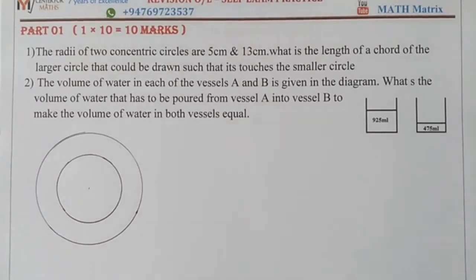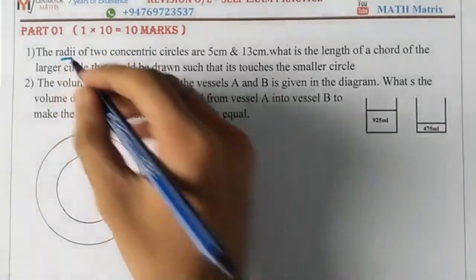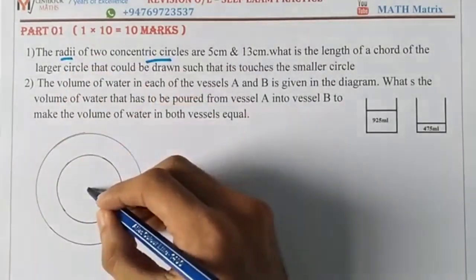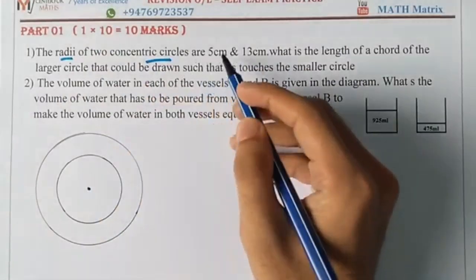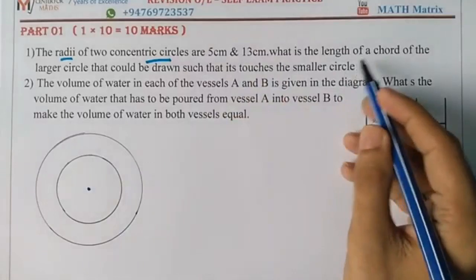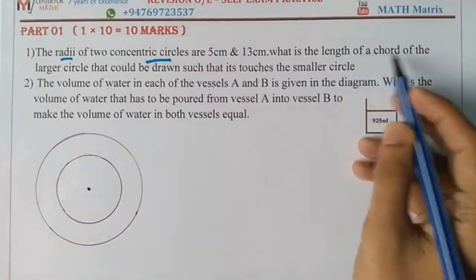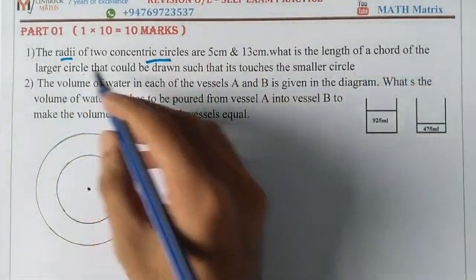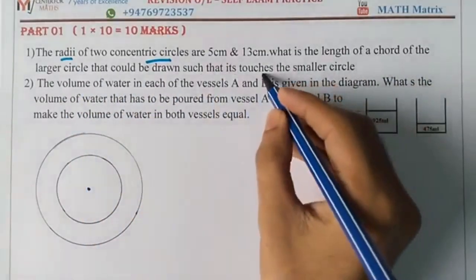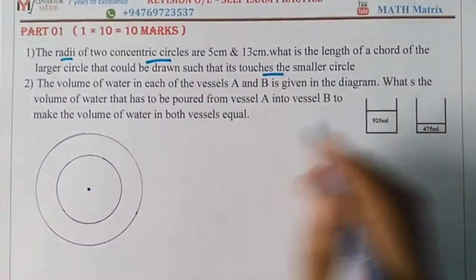And listen, the first question. Here in the first question, they're saying like this: radii is the plural of radius. The radii of two concentric circles, meaning they have a common center, are 5 centimeter and 13 centimeter. What is the length of a chord of the larger circle that could be drawn such that it touches the smaller circle? Touch means it can't go through that.